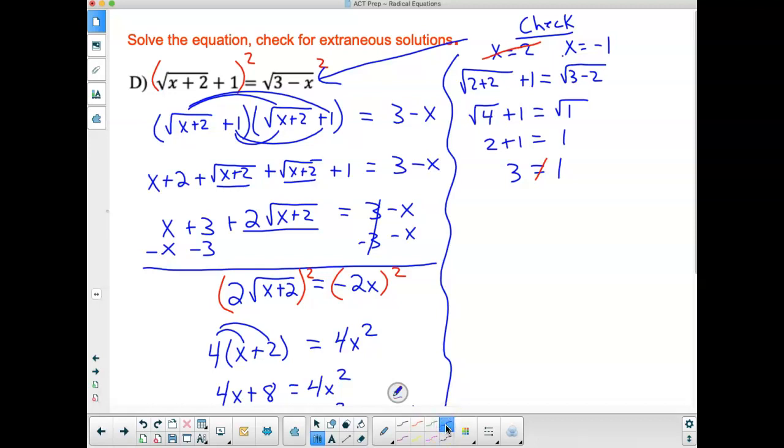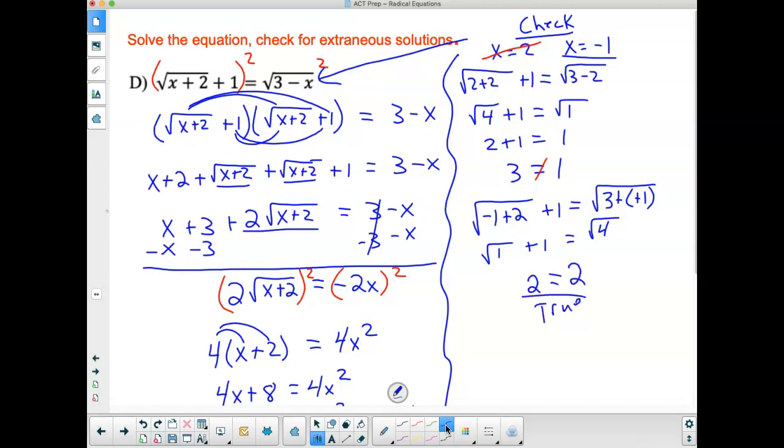Now I've got to check my negative 1. And that's going to give me the square root of negative 1 plus 2 plus 1. Does that equal the square root of 3 minus negative 1? Well, that gives me the square root of 1 plus 1 equals the square root of 4. Well, the square root of 1 is 1, plus 1. That gives me 2. Does that equal 2? That's true. Therefore, x equals negative 1 is the only solution to that equation.